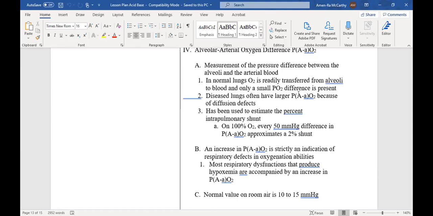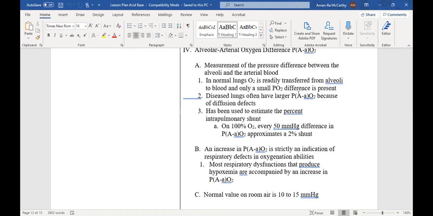All right. Now, the Aa gradient has been used to estimate the percent of shunt. You can use it to estimate shunt by this key right here, which is important. Make sure you write this down. On 100% FiO2, every 50 millimeters of mercury difference in the gradient approximates a 2% shunt. You can only do this if they're on 100% oxygen. They have gotten sick enough to the point where you have them on 100% FiO2.